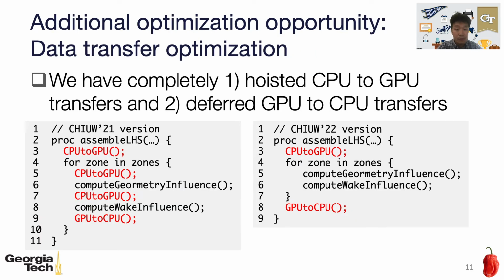And finally, we came up with a data transfer optimization technique where we hoist the CPU to GPU data transfer, and we also defer the GPU to CPU transfers. This optimization allows the GPU to keep the data as much as possible, and we will discuss the impact of this optimization in the performance evaluation part.